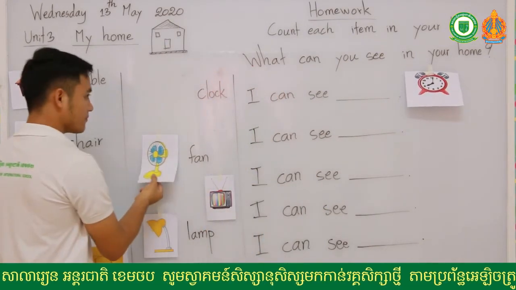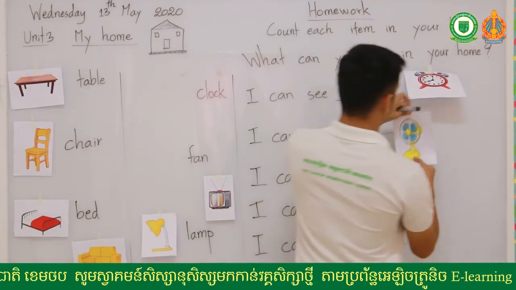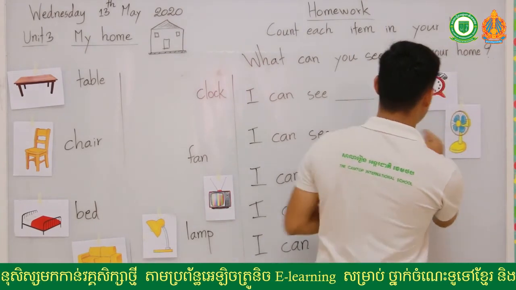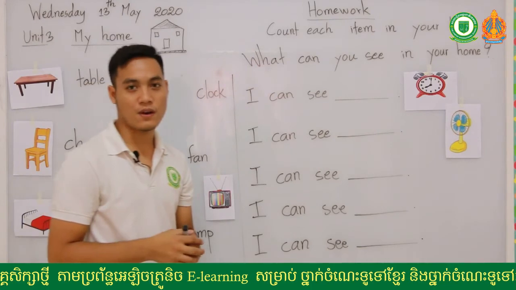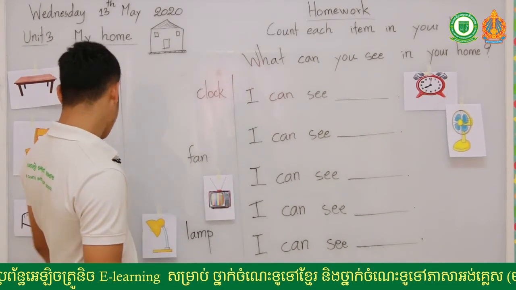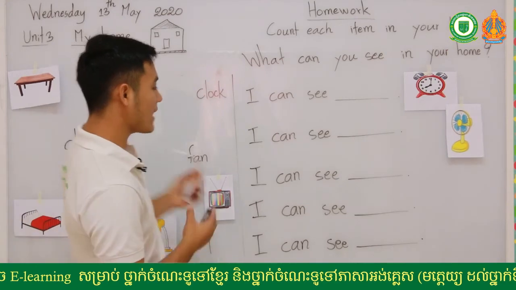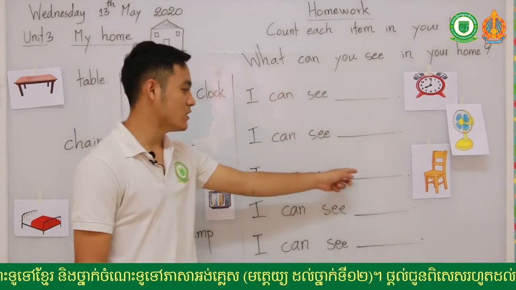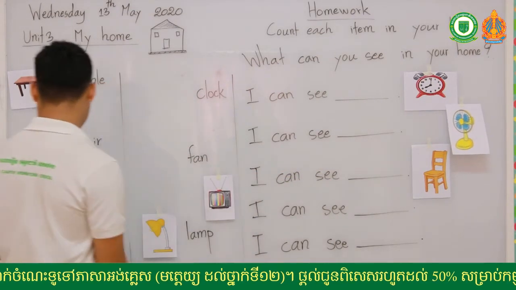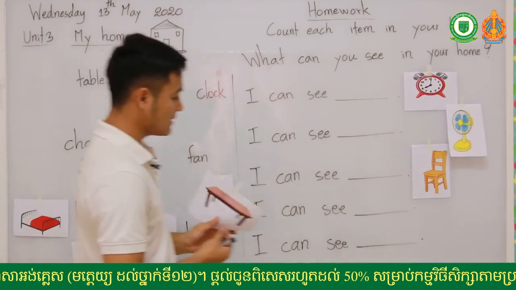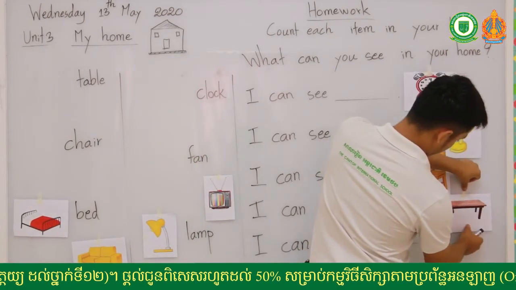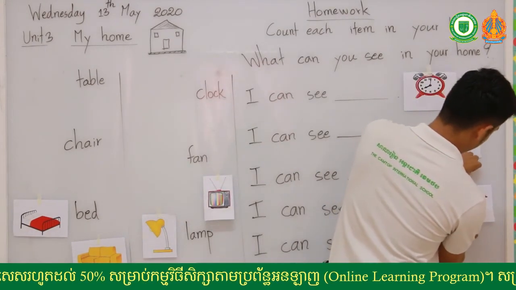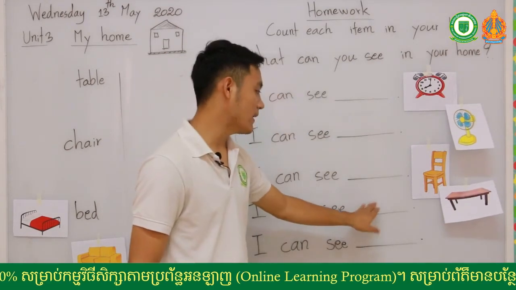And then number 2, I can see fans, okay? Fans. So how many fans, okay? How many fans in your home, okay? What can you see? And then number 3 is about chair. I can see chairs, okay? Chairs. But how many chairs, okay? So complete here. And then what can you see? I can see tables, but how many tables, okay? How many tables? So try to count the tables and complete here.